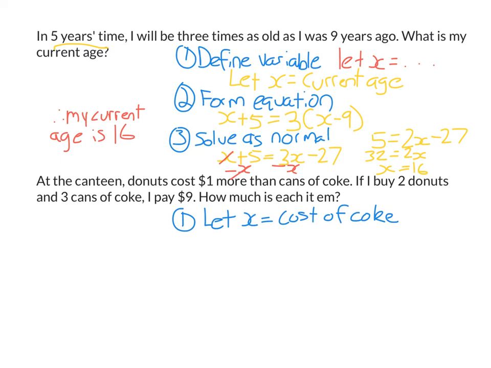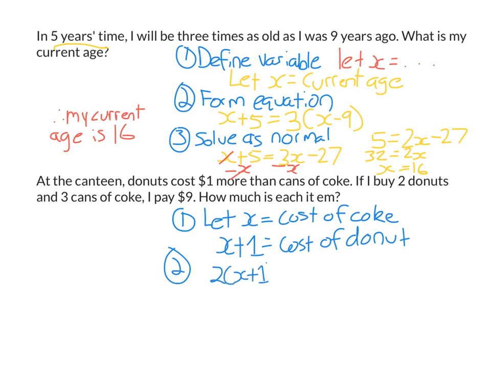Because I know that a donut is $1 more than a can of Coke, if x is the can of Coke, x plus 1, cost of Coke plus $1 is the cost of a donut. So I want to do that so that when I make my equation, it only has x's in it. So now let's put this into an equation. Well, that's actually pretty simple. 2 donuts plus 3 cans of Coke is equal to $9.